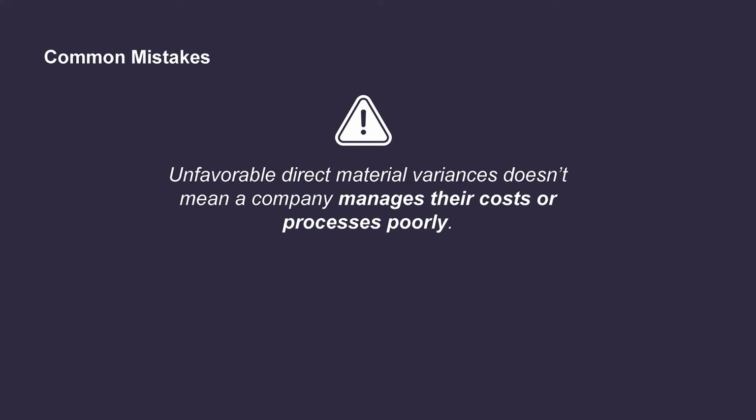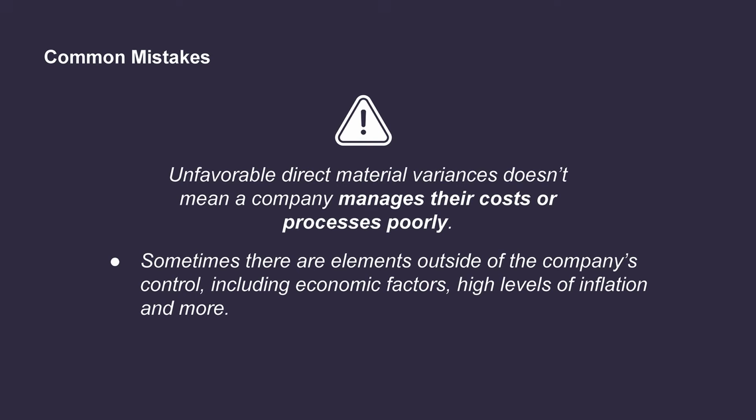Now that we understand a little bit more about the variance analysis for materials, let's talk about a common misconception. Just because a materials variance is unfavorable doesn't automatically mean that the company managed their costs or processes poorly. It's possible that there were elements outside of the company's control that led to the result.